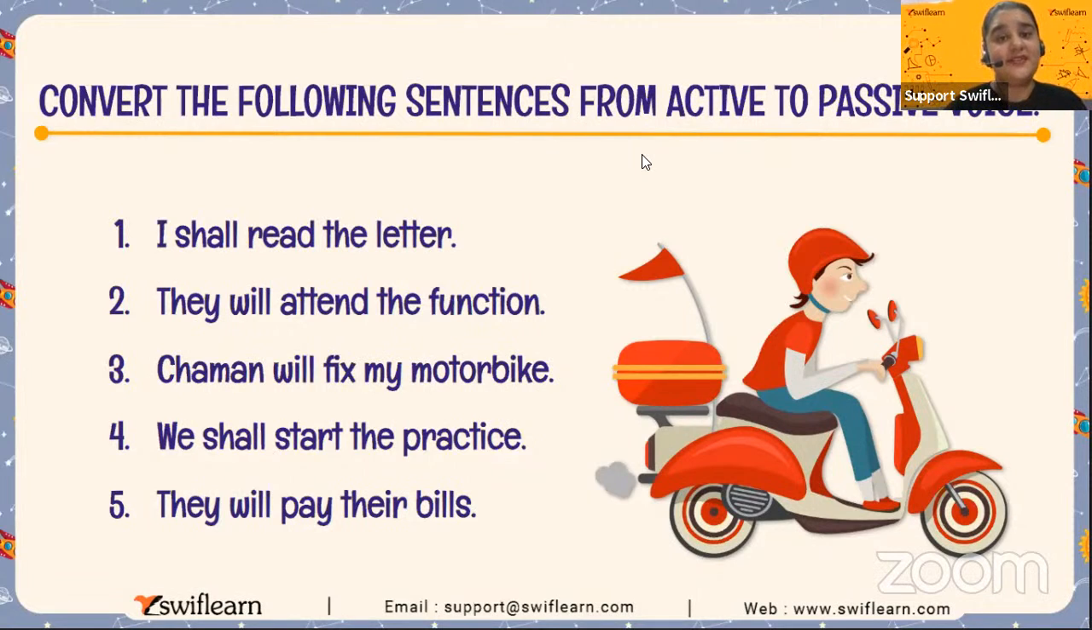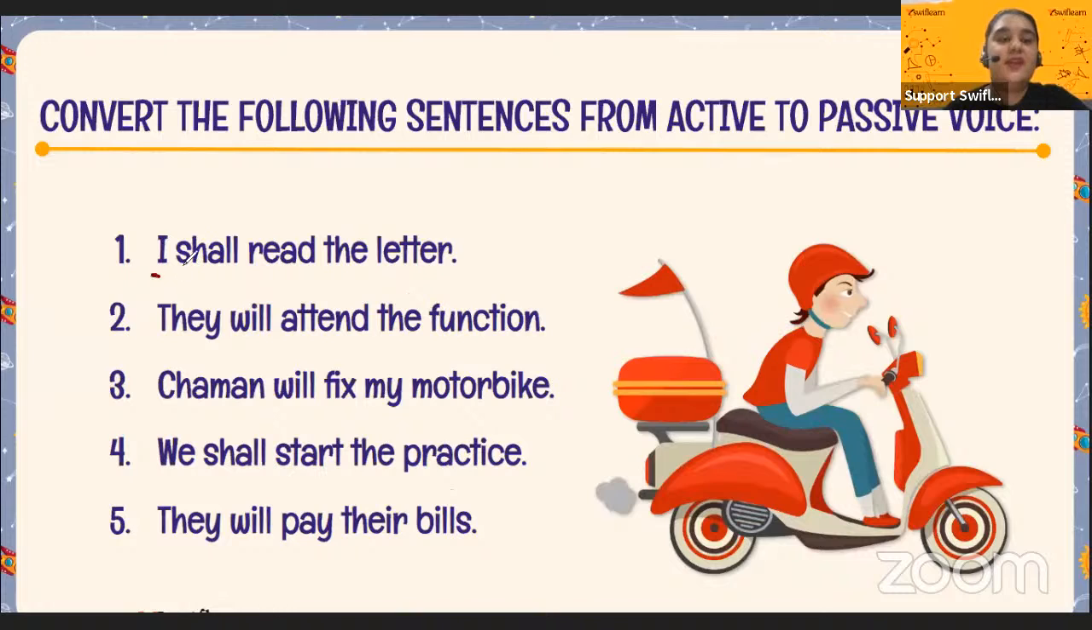Okay, let's check the answers now. I shall read the letter. So tell me the subject here. I is your subject. Yes, shall is your verb. Shall read. And the letter is your object. So the letter shall be, yes, read by me. Very good. Second one, they will attend the function. So the function will be attended by them.